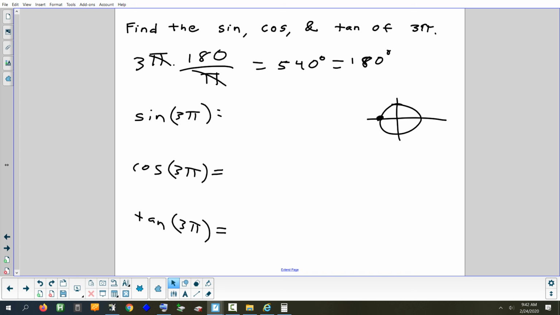And what's the coordinate of the point when you go left? -1. Yep. So that's your x. And your y is? 0. Yep. Okay. So this time I'm only finding the sine, the cosine, and the tangent. Okay, just the first three.